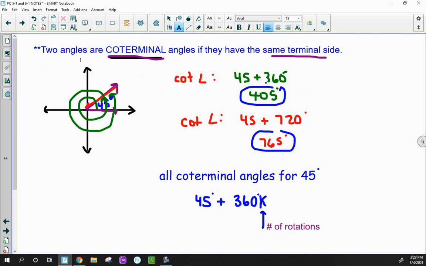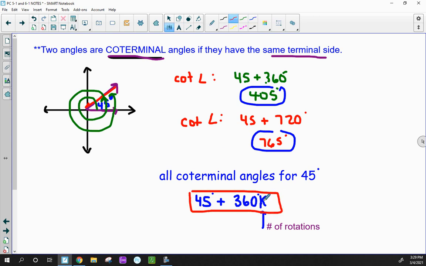Alright, so two angles are coterminal if they have the same terminal side, and you can give specific answers or you can give the general answer, which is an expression containing a variable. You can pick any letter you want, but like I said, often they use K. Sometimes I've seen they can use N for that as well.